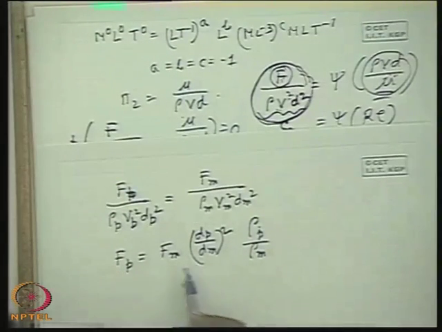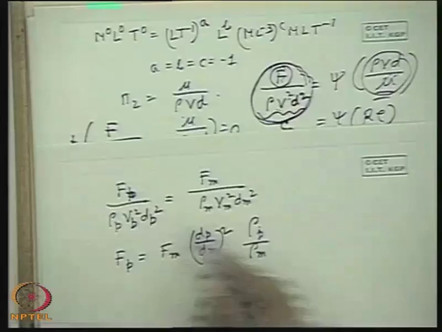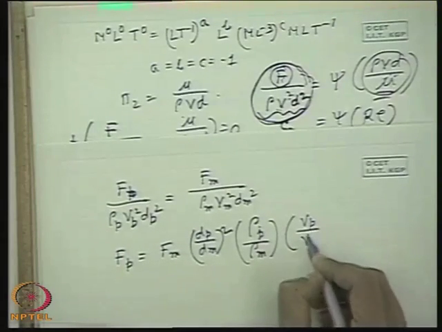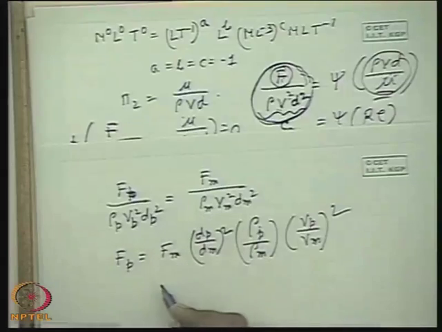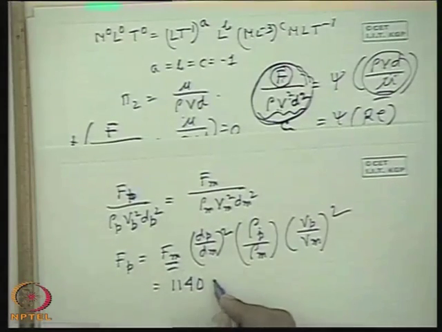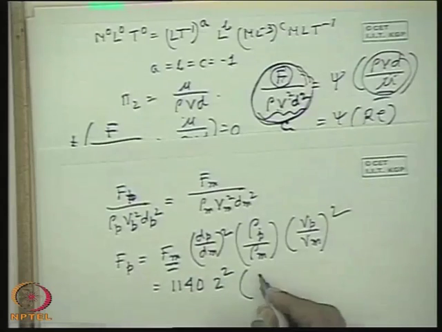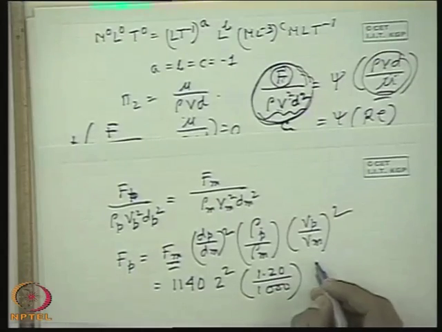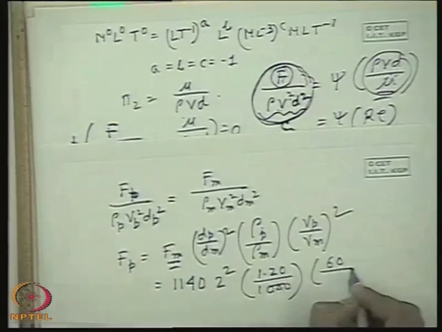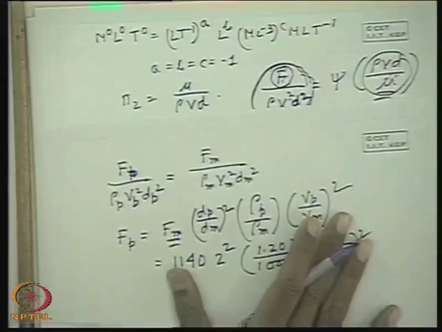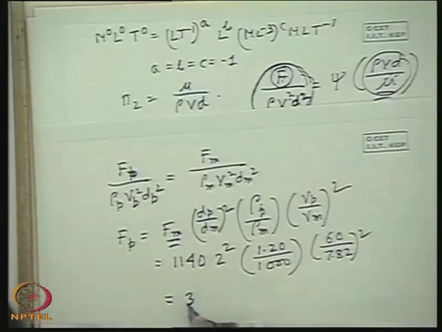Okay. So into what is that? Vp by Vm square. So therefore if I know the drag force in the model, I can find it. This is 2 square, rho P by rho M is what? Rho P is 1.20 and rho M is 1000, and Vp by Vm, Vp is 60 meter per second and Vm just now we have evaluated. So therefore we get this Fp as 320.